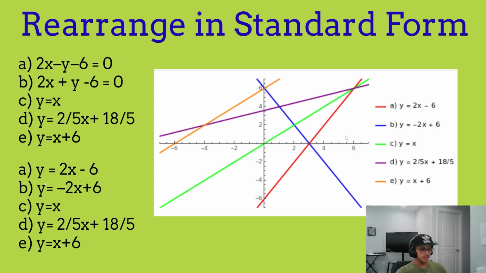2x plus 6. So now all that we have left is A and D, so let's just do A quickly. For A, we can see that there's an intercept of minus 6. So if we look on the graph, there's only one that has minus 6, and that would be the red line. So A would be equal to the red line, which is y is equal to 2x minus 6.